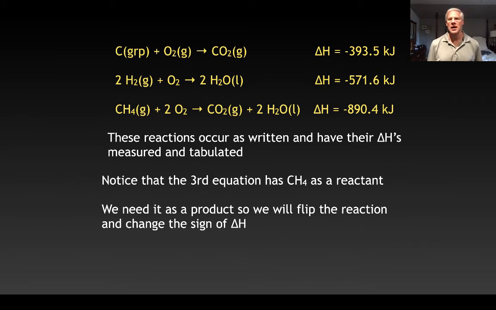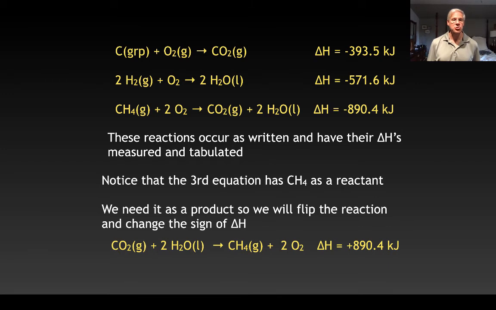Now, if we look at how we might want to manipulate some of these, notice that the third equation has methane in it, CH4. However, it's a reactant. In the reaction that we are trying to create, CH4 was a product. So we want to get that third reaction with CH4 as a product instead of a reactant. All I have to do is flip that reaction around and change its sign. So we get CO2 plus 2H2O goes to CH4 gas plus 2O2, and we get a delta H now of positive 890.4. So I've manipulated one of the reactions.